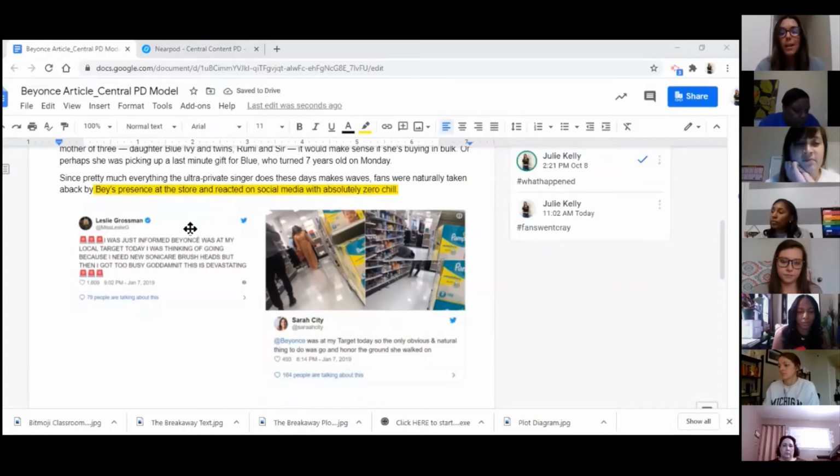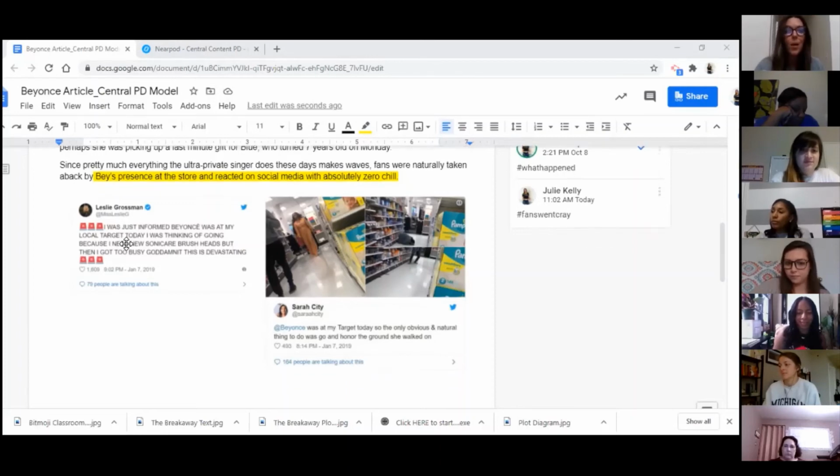Also, these tweets are hilarious. I saw some people mention that this girl went to the Target afterwards and kissed the floor, bowed down to the floor. She was like, the queen was here. I cannot believe I missed it. Oh, someone said hashtag fans are extra. Yes, 100%. All these are spot on. Beyonce goes to Target. Oh Lord, people are freaking out for sure. So remember, your document should have that highlighted and you should have hashtag fans went cray or something to that effect in your response. Okay, beautiful.